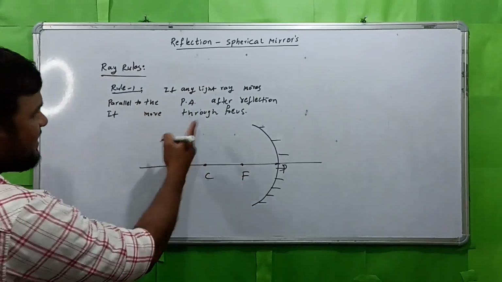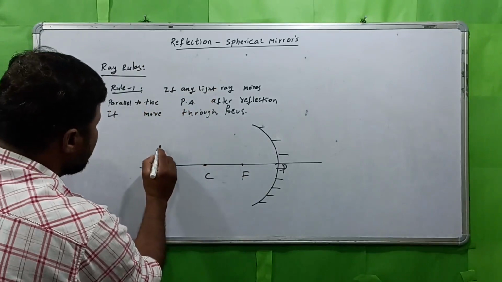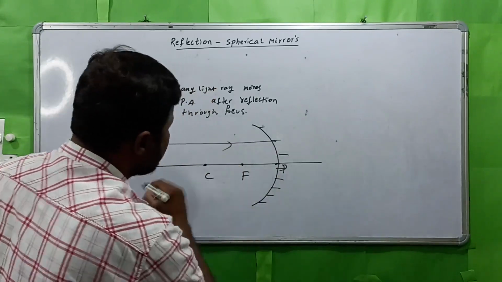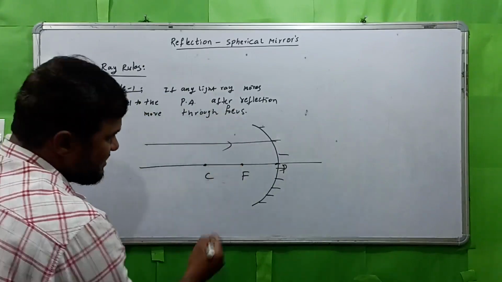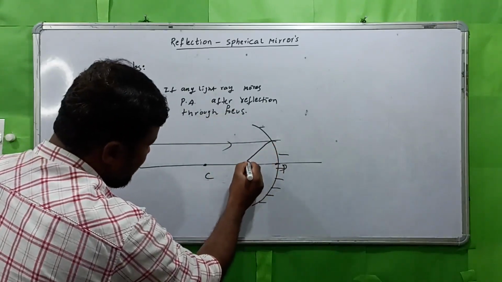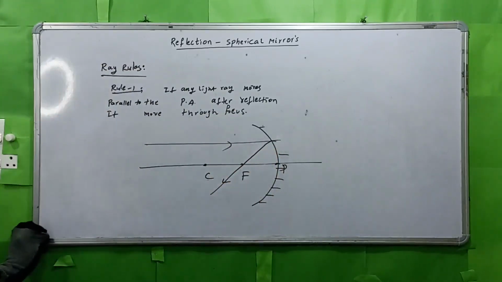What is the rule? If any light ray moves parallel to the principal axis, this way, after reflection, it moves through the focus. It must move through the focus. This is rule number 1.